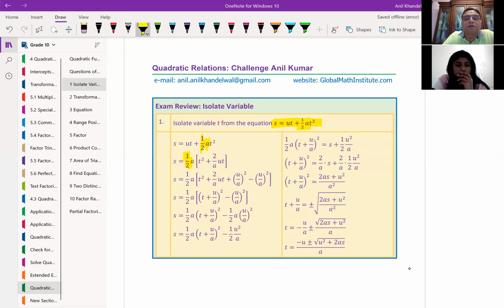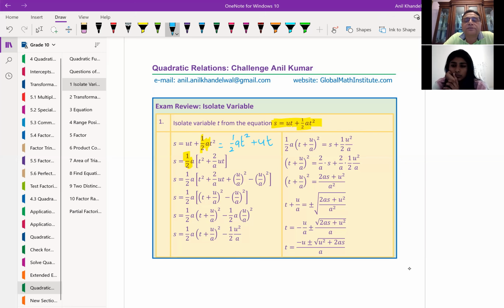Now, let me rewrite this first in the form where half becomes simpler, plus ut, correct? Now you can correlate. So the first term, when you take half A common, you are left with T square. In the second term, because 2 is in the denominator, that goes up. So 2 over A times ut, right? So that is what you get as the second term.